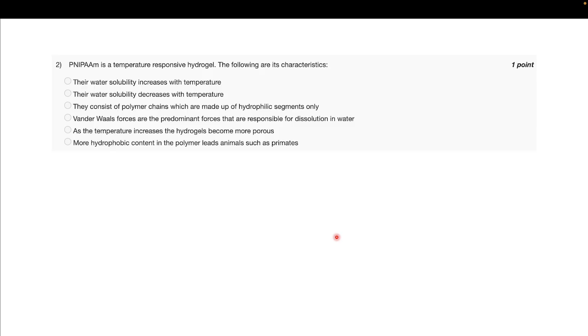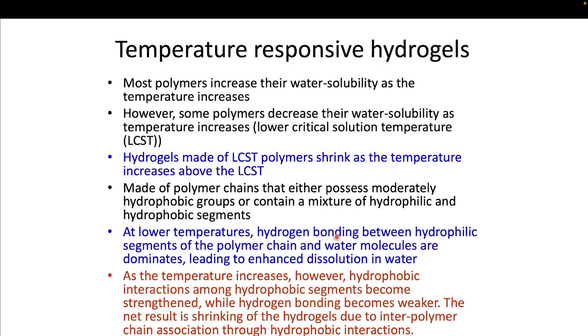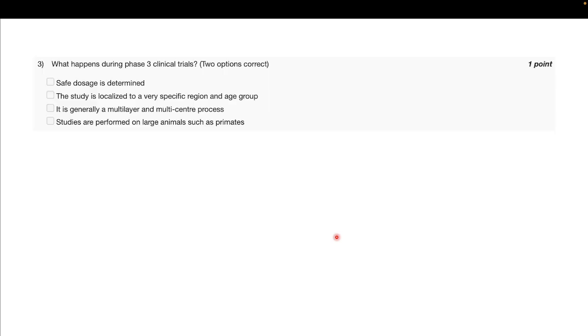I guess not. Yeah, you're perfectly correct. We just discussed in the introductory slide that these temperature responsive hydrogels are made from particular polymers which are known as LCST, lower critical solution temperature, and the one property they have is that their water solubility actually decreases with increase in temperature. Clear? Okay, let's look at the next question.